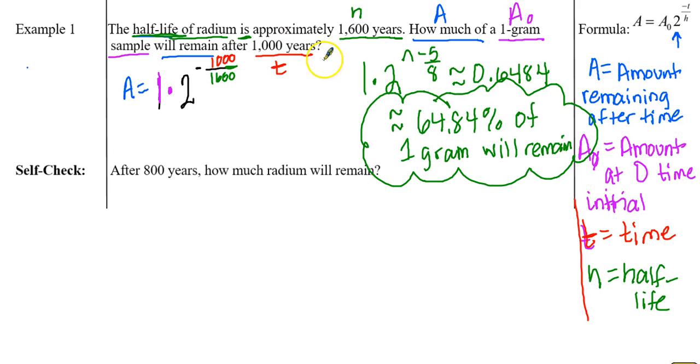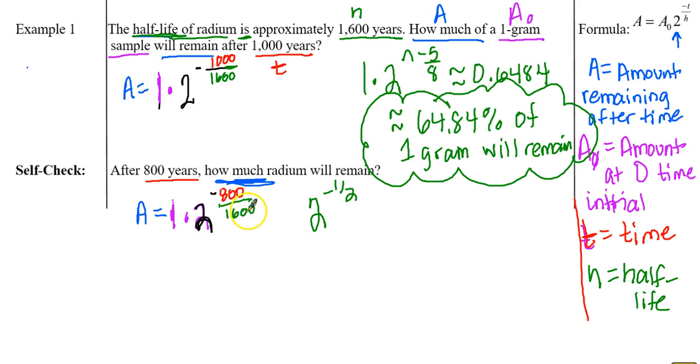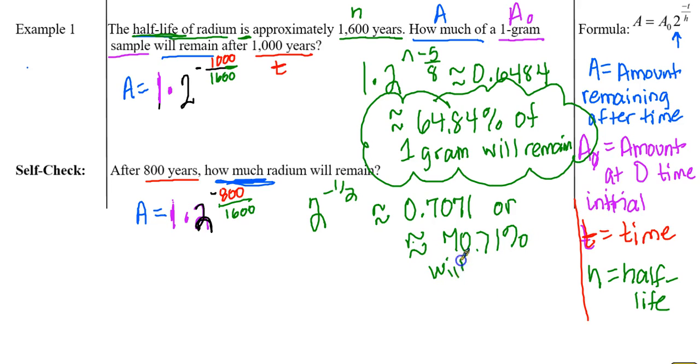Check. After 800 years, how much radium will remain? So you could have plugged into your calculator 2 to the negative half, because 800 is half of the half-life, and you should have gotten the answer 0.7071, or approximately 70.71% will remain, or 0.7071 gram of a gram will remain.